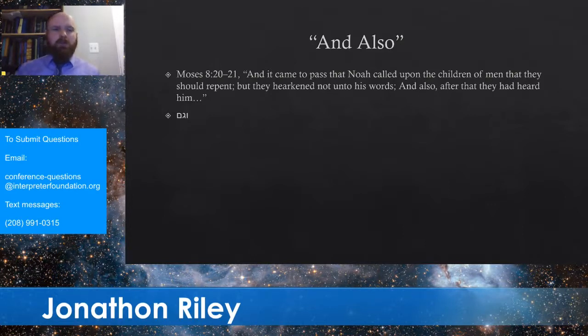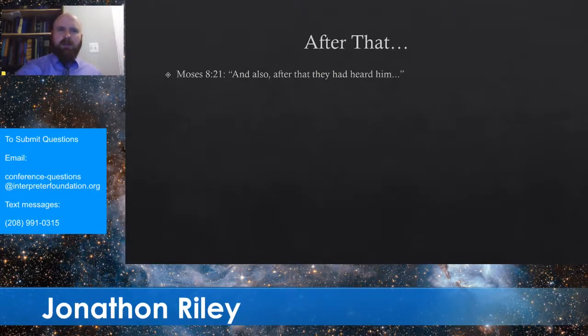"And also" in Hebrew may more strongly connect two things than just "and," meaning that there might be stronger connections between the two things being discussed. And it's things like this that could help us deepen our understanding of the places where this construction appears in the book of Moses.